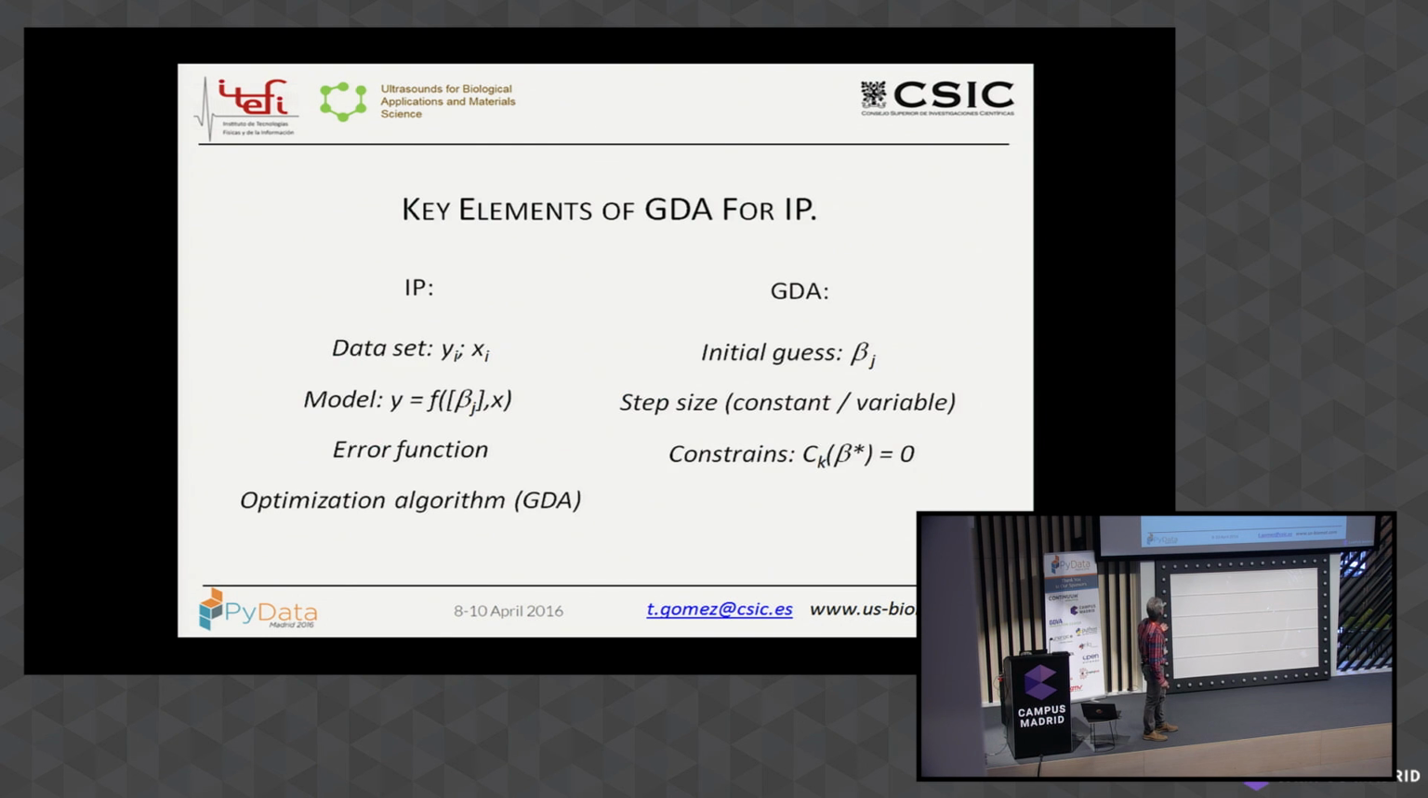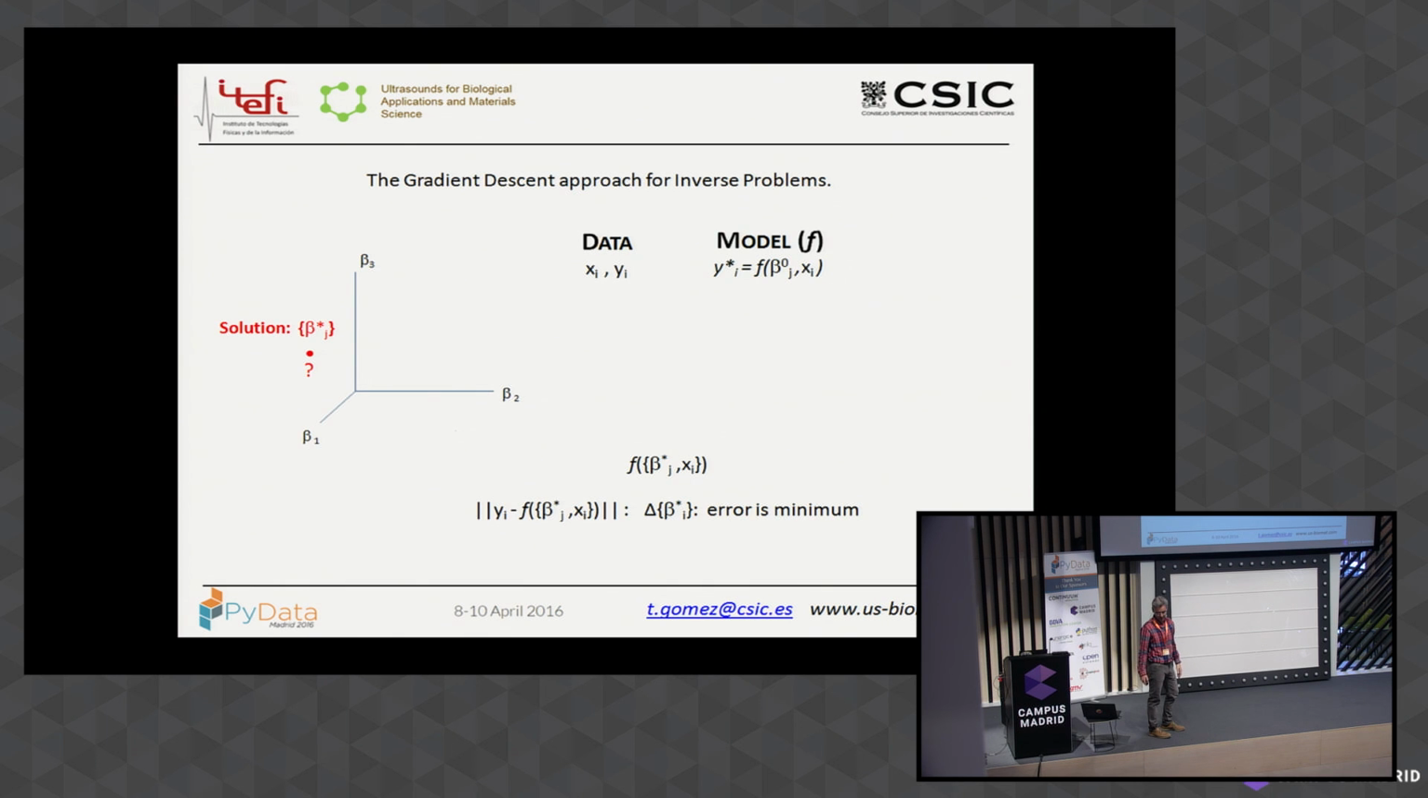Okay, the key elements for gradient descent techniques for inverse problems. On the left, we have the key elements I mentioned before: the data set, the model, the error function. And now the optimization algorithm is going to be a gradient descent algorithm. In this case, the key elements are the initial guess, because it is going to be iterative; the step size, which is the size of the step I take every time I go through the algorithm; and the constraints I use. I'll show you in detail what we have now.